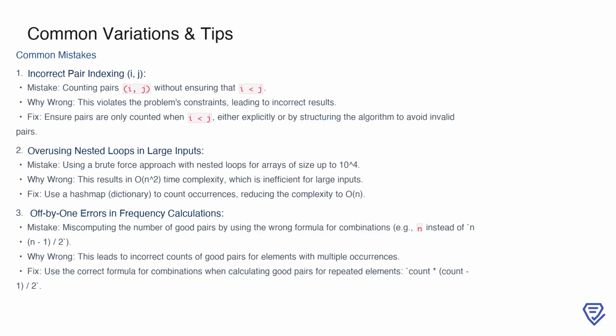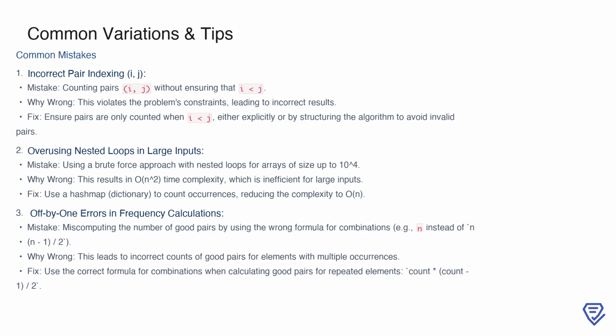Another mistake is relying on nested loops for large inputs. While this brute force approach might work for small arrays, it results in n squared time complexity, which becomes inefficient for input sizes up to 10 to the power of 4. Instead, you can use a hash map to count occurrences and reduce the complexity to O(n).